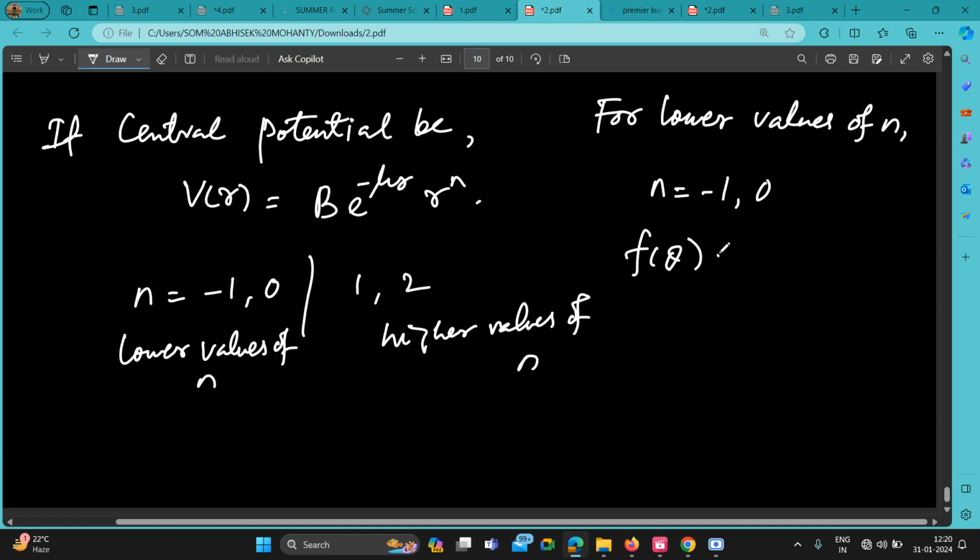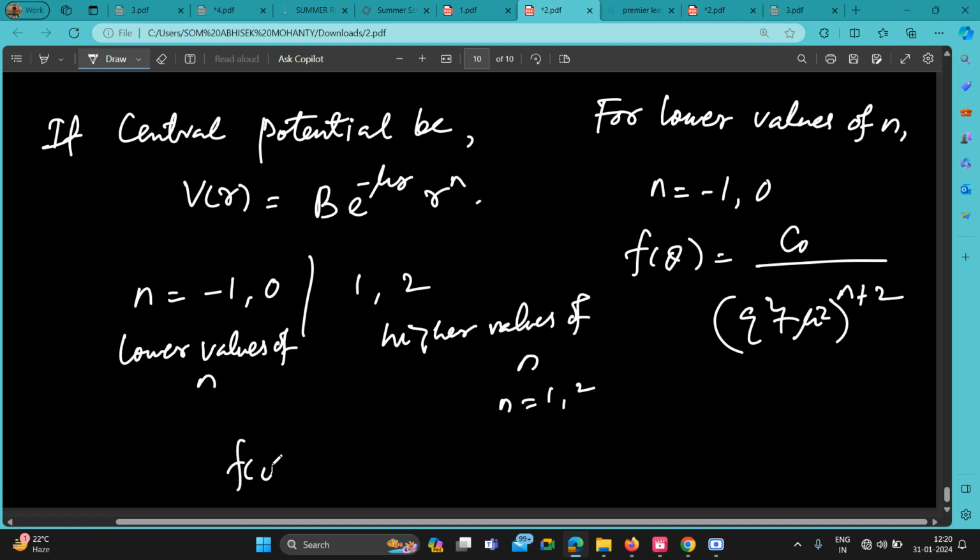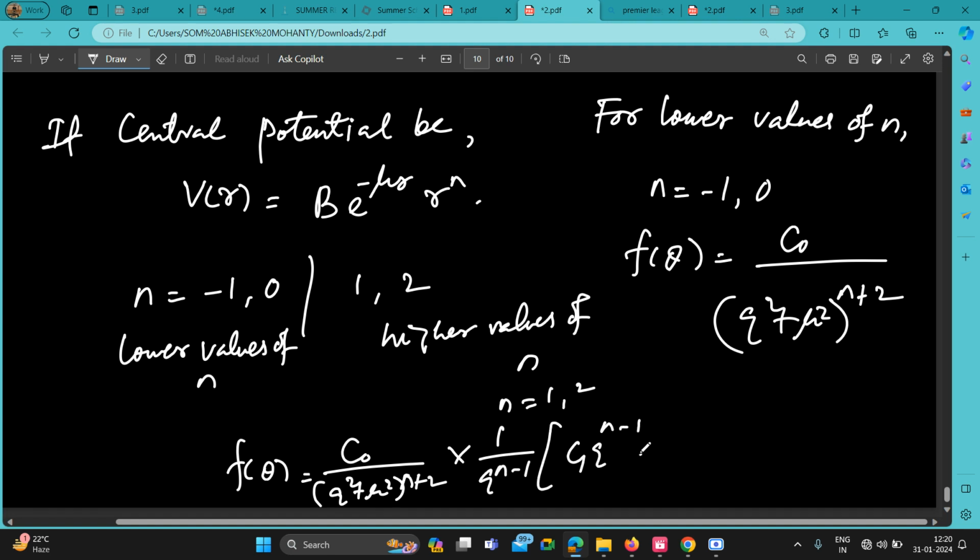f(theta) is equal to C naught by (q square plus mu square) to the power n plus 2. But for n equal to 1, 2, the formula is a bit lengthy one. Usually it comes as the lower values, so don't worry. But still, it's better to remember C1 q to the power n minus 1 mu to the power n plus 1 plus C2 q to the power n plus 1 mu to the power n minus 1, just an interchange of powers. It's just a bit of a trick and nothing much.